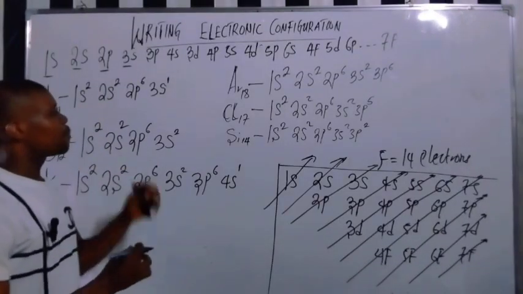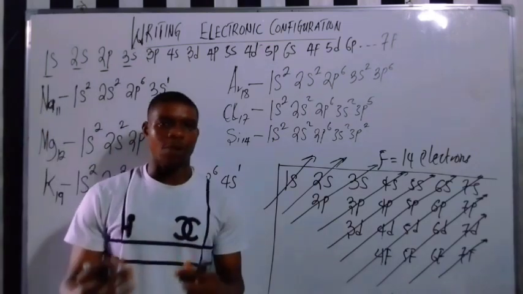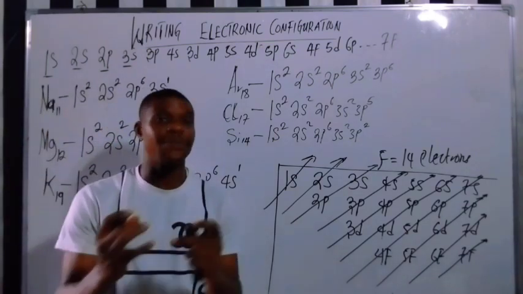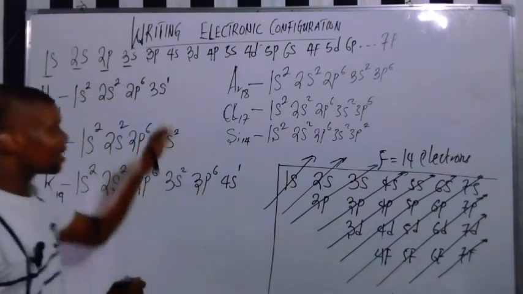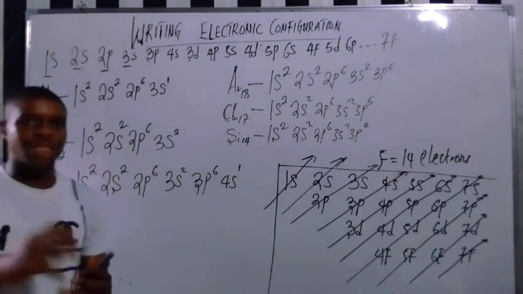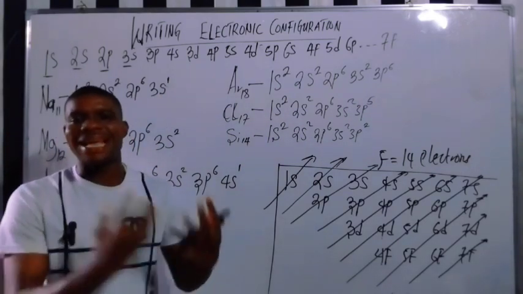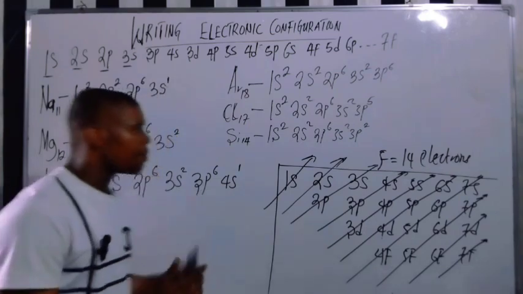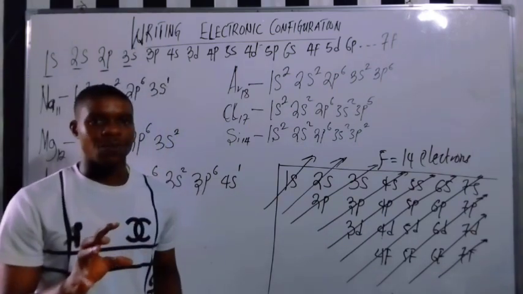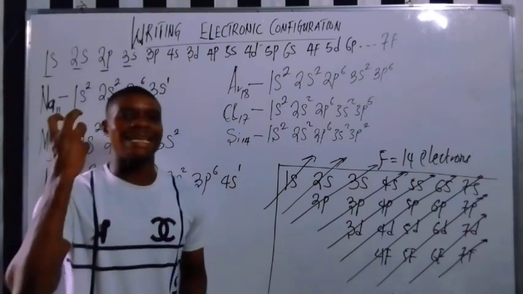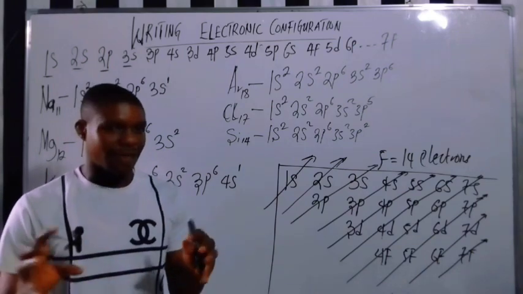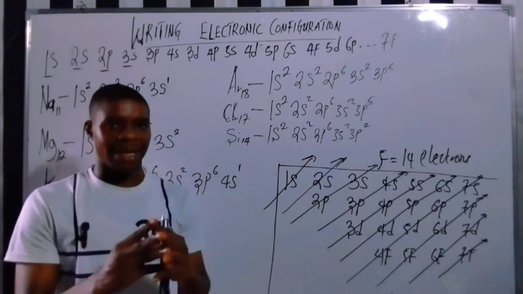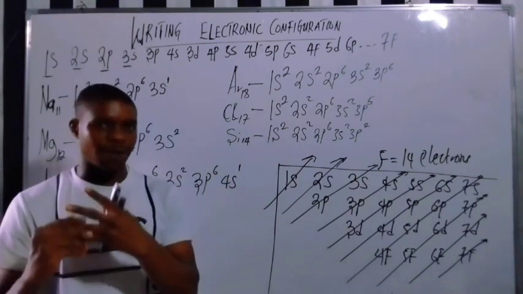Now, how do you predict the period, the block, and the group of elements in the periodic table? Using the electronic configuration. Because they normally ask this kind of question in the exam. The first thing you want to know here is that you must always check the highest energy level. It is the highest energy level that will determine the block, the period, and the group.